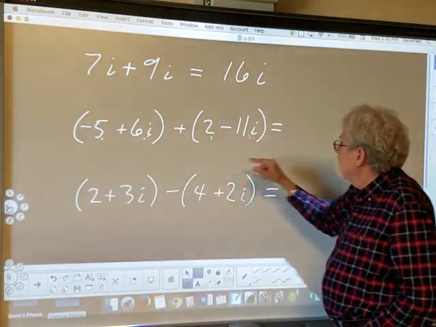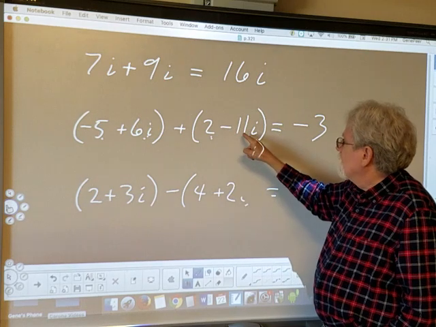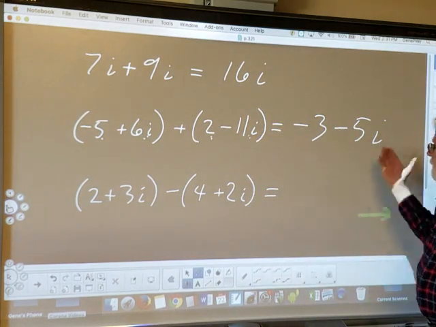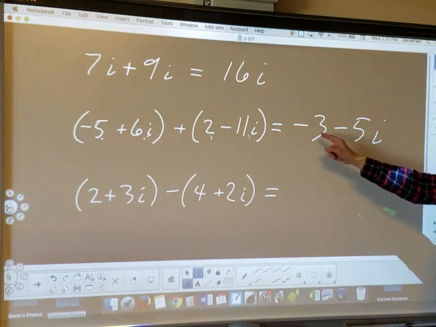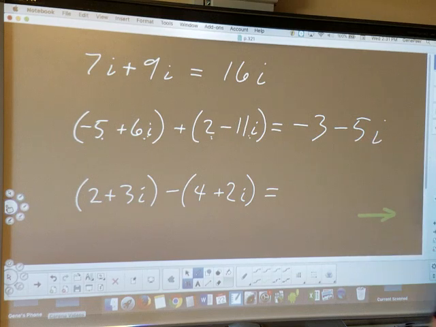It acts like a variable, but it's not a variable. -5 plus 2 is -3. 6i plus -11i is minus 5i. We get the number -3 minus 5i, where a is -3, b is -5. It's now in complex standard form.